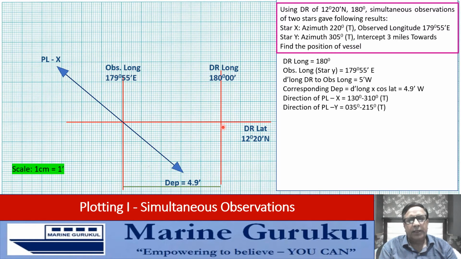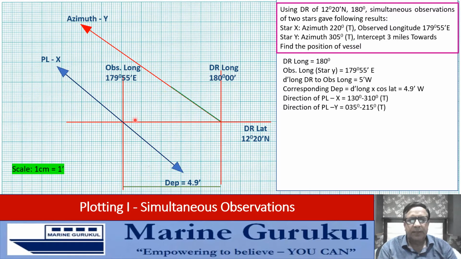PL for star Y would be drawn through the ITP. So first we draw the azimuth through the DR. Azimuth of star Y has been drawn through the DR. Now intercept is 3 miles towards, that means it will be 3 miles on this line towards the body.